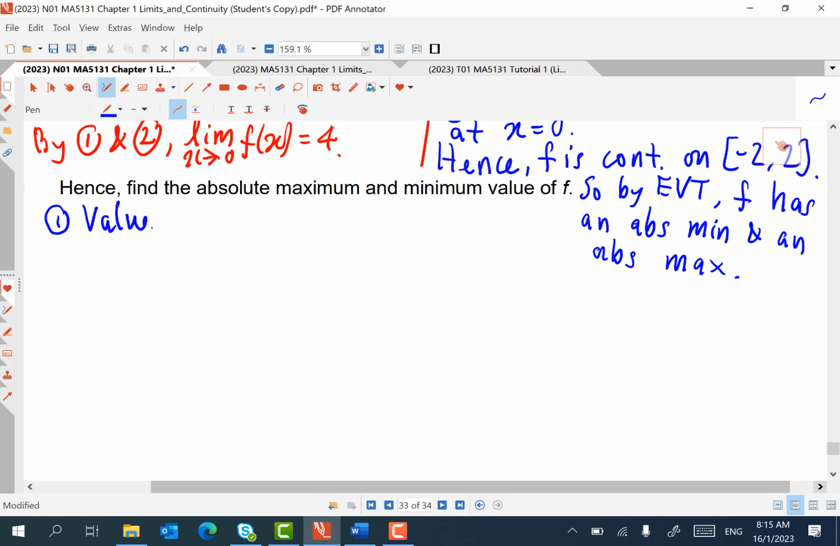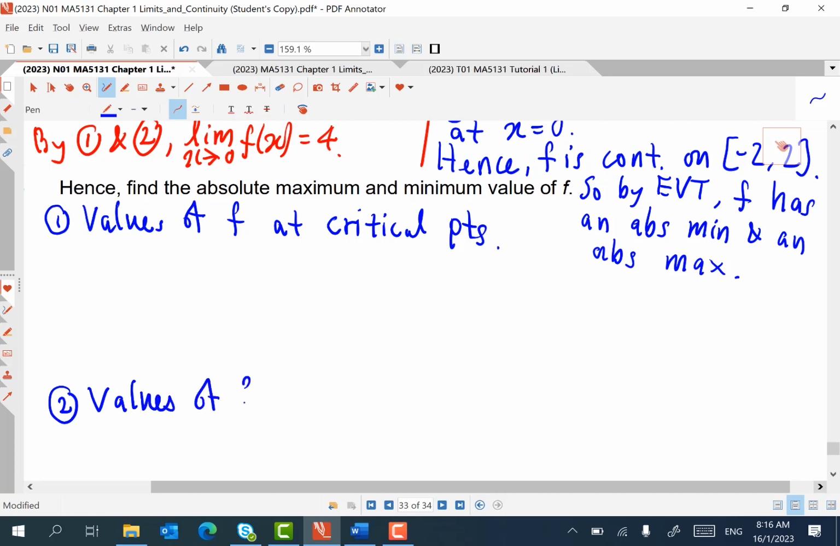First, values of f at critical points, and secondly, values of f at endpoints. If you read the AP exam marking scheme, they will actually do these things, and sometimes they will even draw a table to show you the values of the function at the critical points and also at the endpoints.